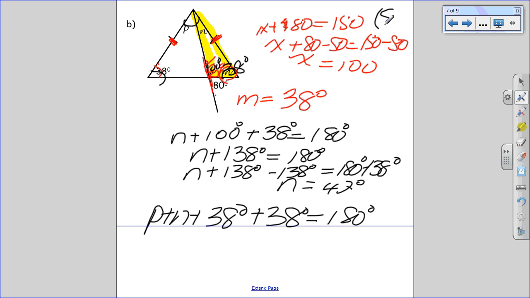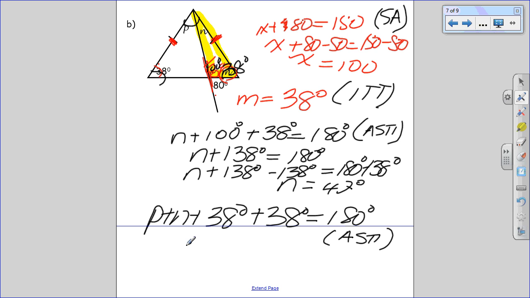You'll notice I cheated, by the way, here. I forgot to state my geometric properties, which would cost me marks on a test. So I'm going back and putting those in. And I also know that n has a value of 42, so I should have put that in. That should be subtract 138, it's not very clear. And 38 and 38 is 76.